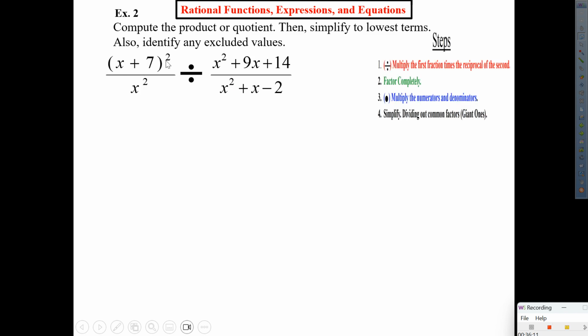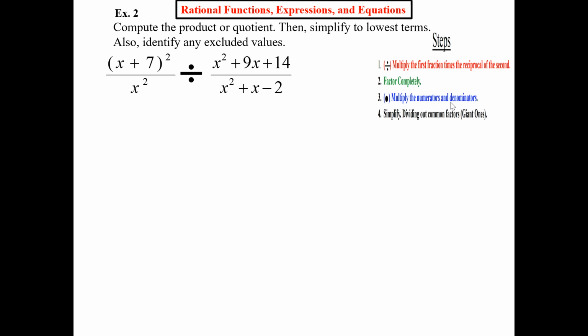We have (x + 7) squared over x squared, divided by (x squared + 9x + 14) over (x squared + x - 2). Copy that. All right, here we go. Y'all ready? Step 1, I'm going to do in red. Let's do this one together.